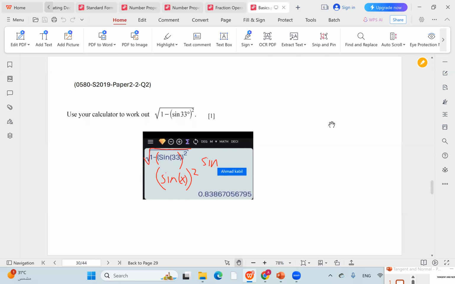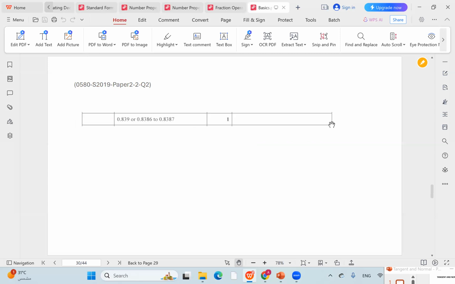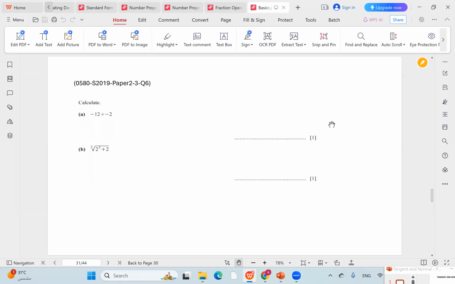Because if you don't do that, the calculator might calculate sin 33 power 2. So it would calculate 33 power 2 first and then calculate sin of the answer. And that would be completely wrong. So you make sure that you put the brackets and then you put the power 2 outside of the bracket. This is the main idea here. And 0.839 is the correct answer.